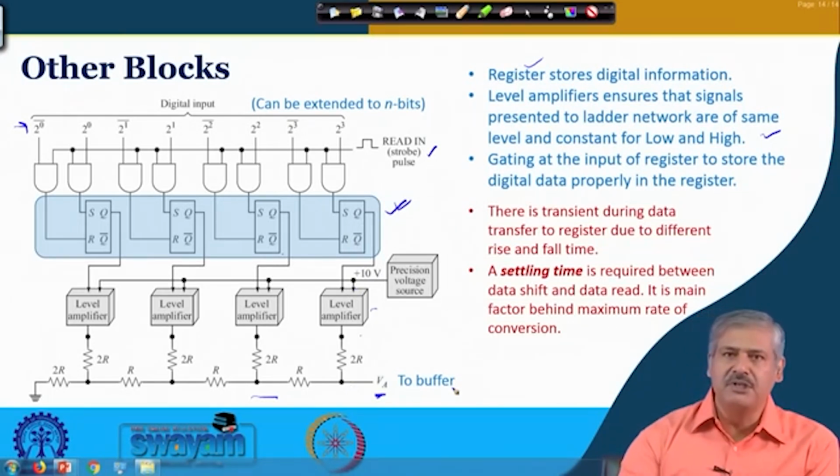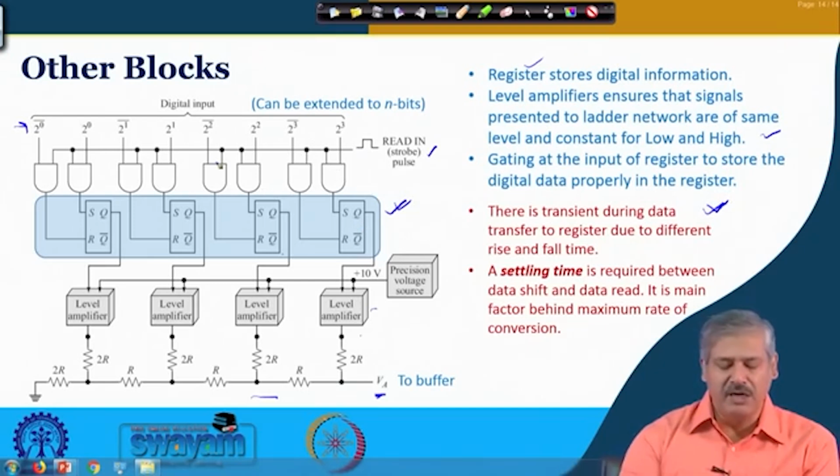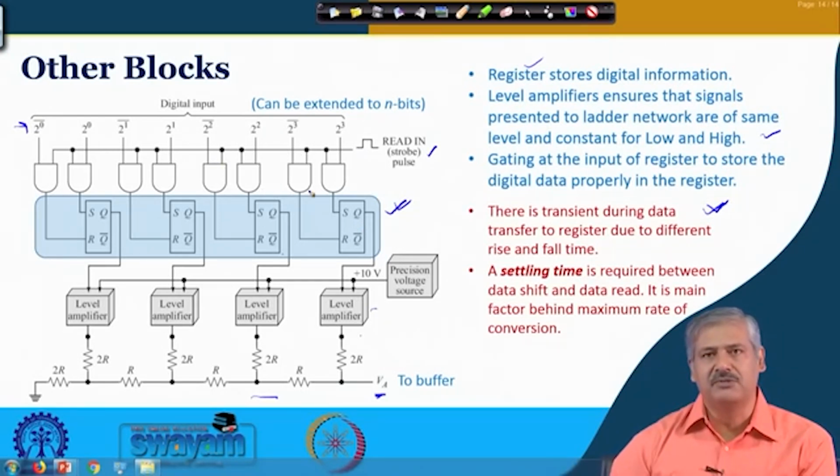So, this is also useful for avoiding transients or maintaining the integrity. Is it clear? So, this is also something, the gating that is required, and these are all AND gates, you can understand how it works. Is it fine? Right.